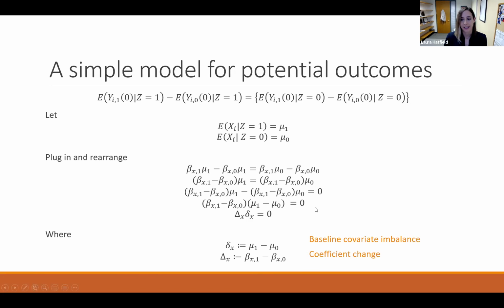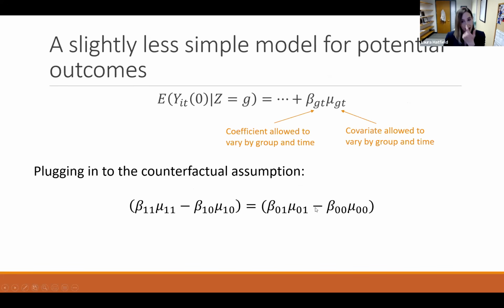So I'm going to write a slightly less simple version. Now I've just added a few extra subscripts to that same model, and I've taken expectation so that I'm replacing the x with its mean, mu. So now I'm going to allow the beta coefficient to have a group subscript and also a time subscript. Ham and Miratrix only had a time subscript. And I'm also going to let the group means, mu's, also have a time subscript. So now the coefficient could be group varying in addition to time varying, and the group imbalance could also be time varying in addition to group varying.